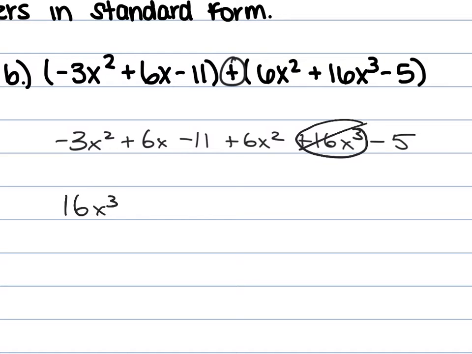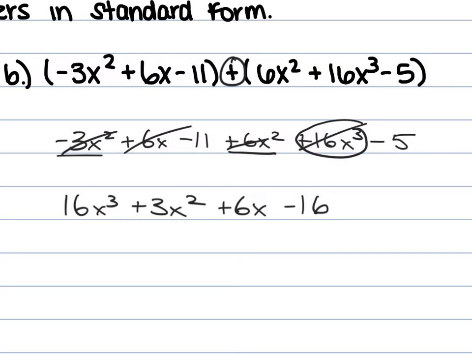And then I'm gonna combine negative 3x squared with 6x squared. It's gonna be negative, or no, just 3x squared. A positive 3x squared. And then I'm just gonna write down 6x. Good. 6x doesn't have anybody to combine with. And subtract 5 from 11 and negative 16. Beautiful. That's all we're doing here.